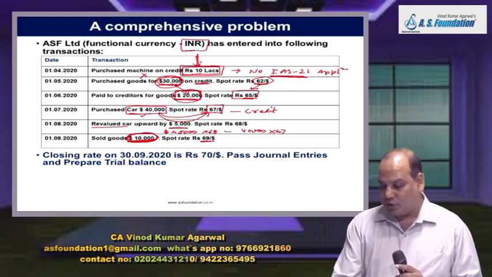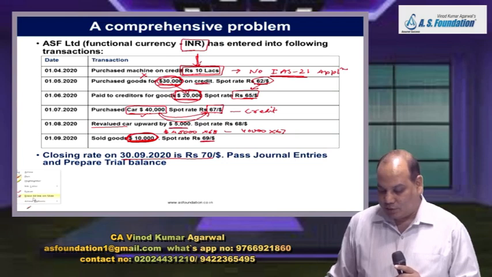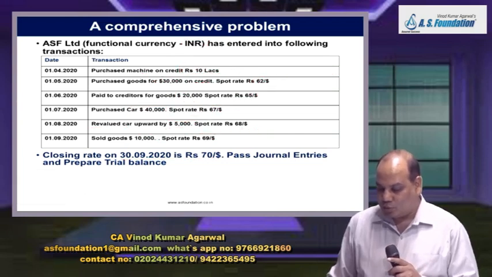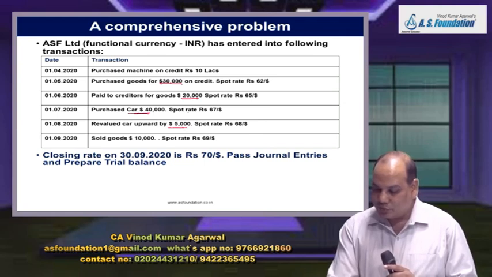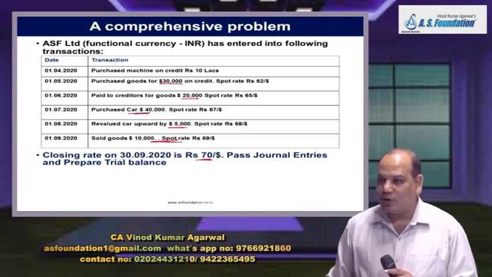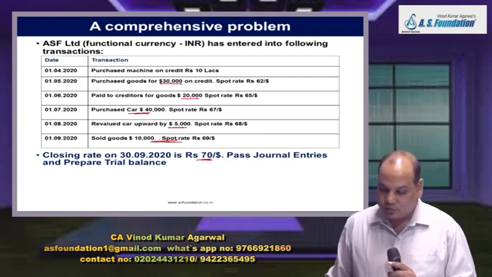Right. So the question is on 30th September 2020, the rate is 70. So all monetary items will be translated at closing rate, like 30,000 minus 20,000, 10,000 creditor here. Then this car already I have revalued. Creditor for car will be valued at 70. Debtor will be valued at 70. And we'll transfer all the exchange difference to profit and loss account.